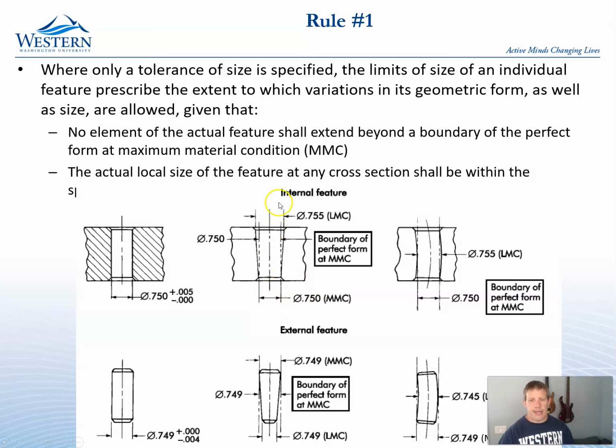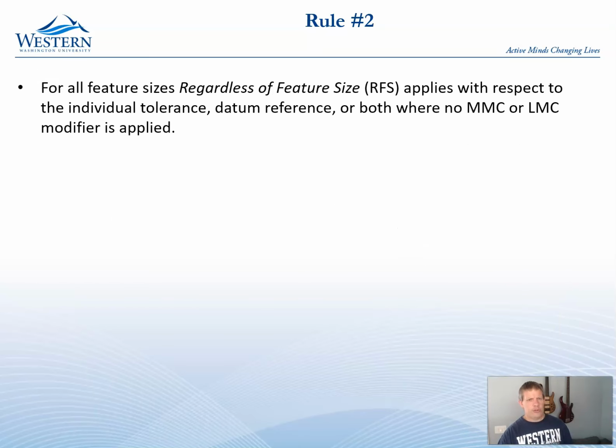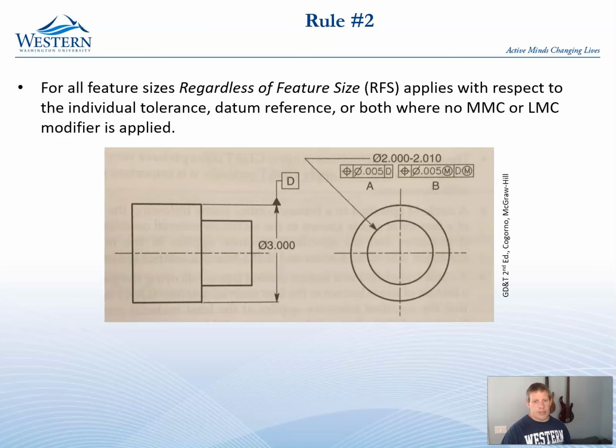This says that the tolerance of size goes all the way through the hole, and so we have to assume that it just goes all the way through the material, even though it's only specified on one end of the material. Rule number 2 is that RFS applies if you don't call out MMC or LMC. And so that's really important to remember.